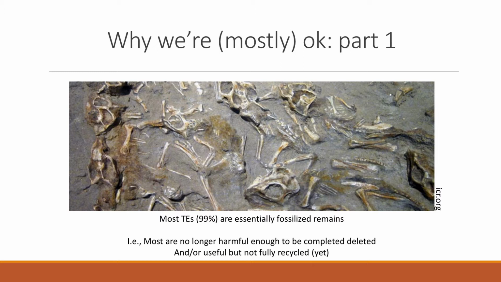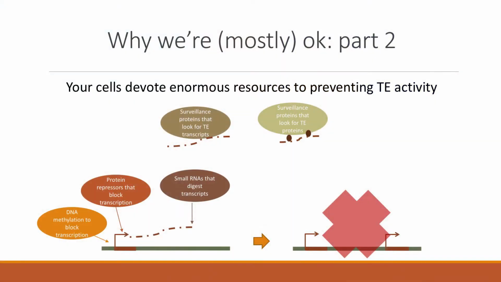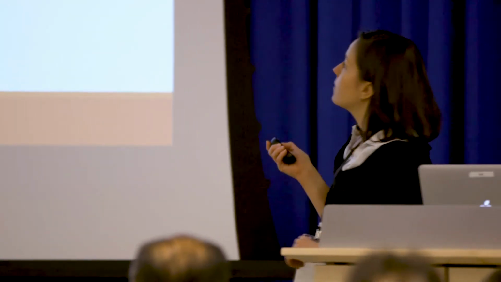These things have accumulated mutations so that they're no longer functional, they're no longer competent to jump, and they're no longer harmful enough to be completely deleted, right? Our genome hasn't completely gotten rid of these things, and they may or may not have been fully recycled yet. So some of them are recycled, exapted, such that pieces of the transposons become pieces of coding genes or pieces of cis-regulatory sequences. But for most of them, they're essentially fossils.